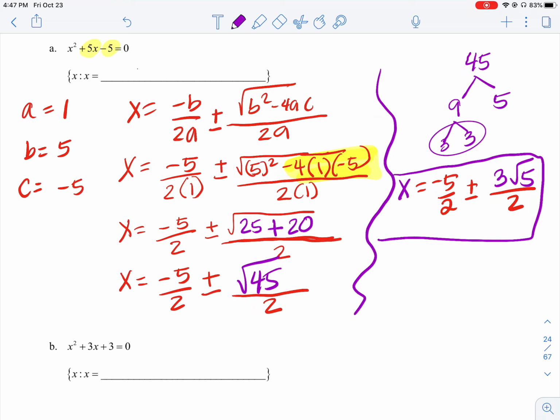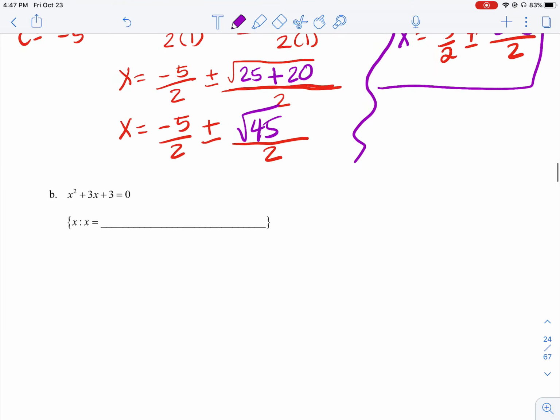So our final answer is negative 5 over 2 plus and minus 3 square root of 5 over 2. That's it. Simple, isn't it? It's just a lot of work. But as you get used to it, there are so many steps that you can maybe skip. But for now, we are going very detailed.